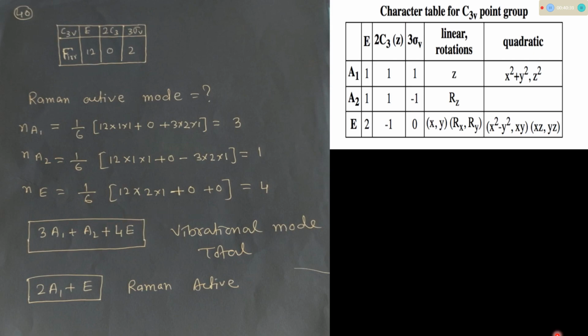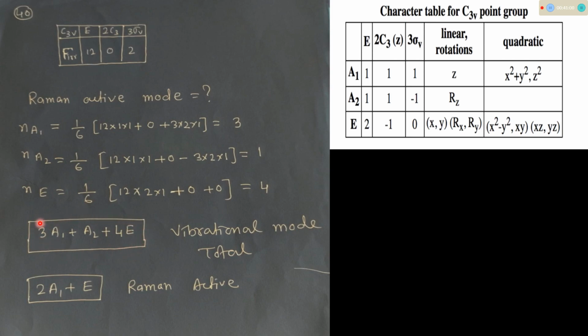So from this table, without any calculation, we can easily find out the Raman active mode and IR active mode. First we have to find the total vibrational mode. From this vibrational mode, we have to find the IR active mode and Raman active mode. Raman active mode and IR active mode belong to this total vibrational mode.